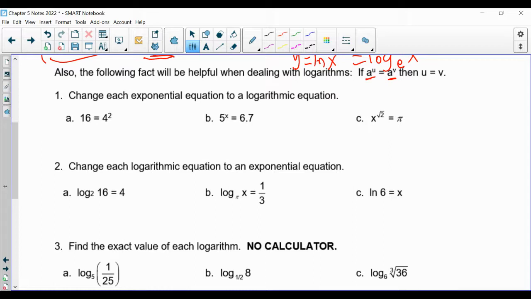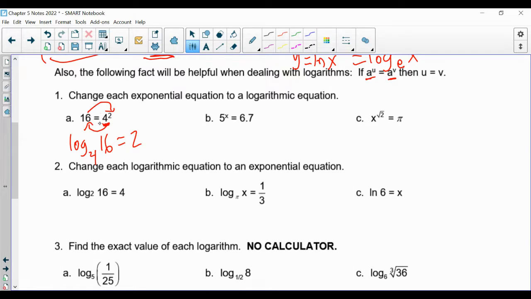All right, so for the first questions here, they want us to change each exponential equation to a log equation. So this is what I was talking about on the last page. Find your base. So that means it's going to be log base 4. So it's a little subscript. Okay, sometimes people write it as a big number. It's not. It's a tiny number, a little number below the line. And then the next number you write is always across from the equal sign. So it's going to be log base 4 of 16 equals 2.